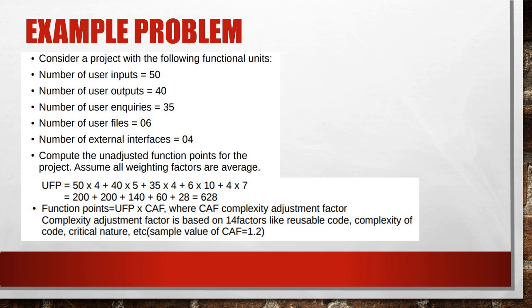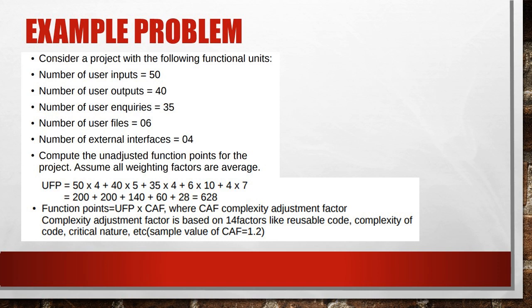Consider a project with the following functional units. Number of user inputs is 50. Number of user outputs is 40. Number of user enquiries is 35. Number of user files is 6. And number of external interfaces is 4. We need to compute the unadjusted function points for this project. Since the weights are not given, we assume that all weighting factors are average.